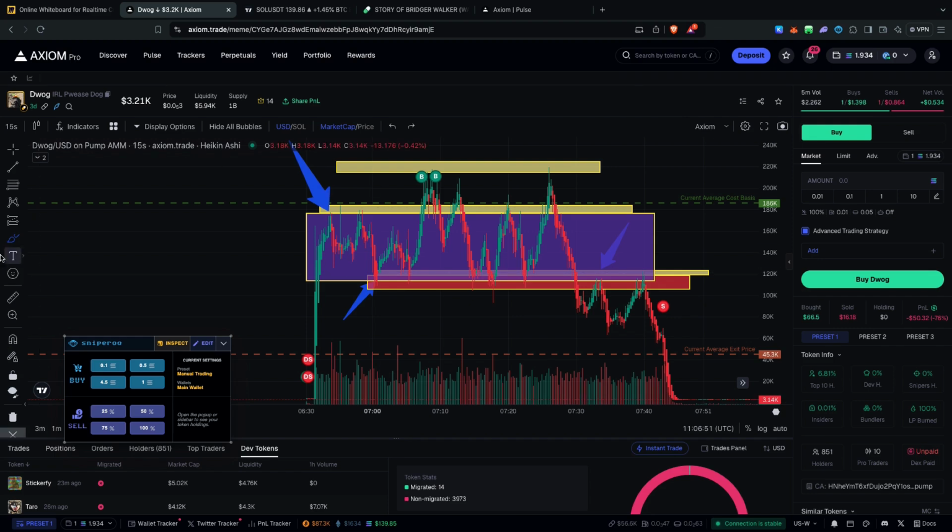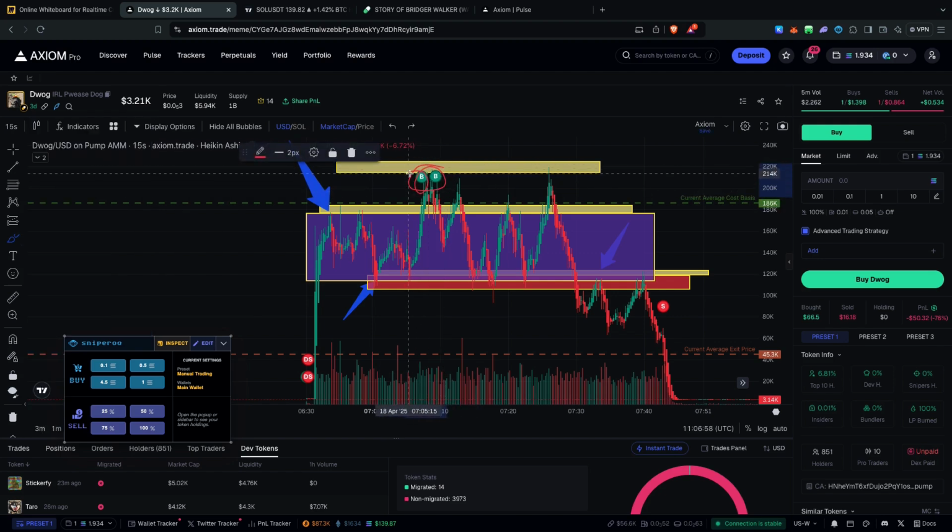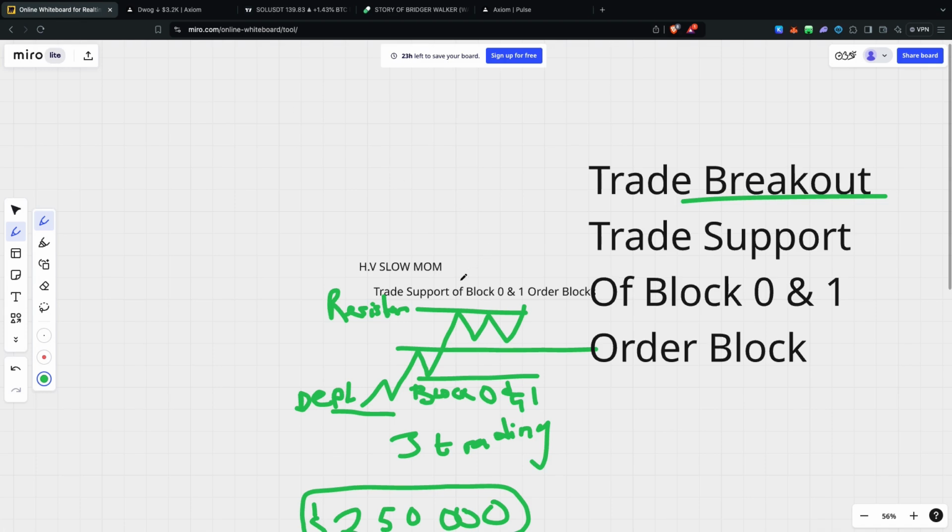In this case, I proved it to you that trading the breakout, as far as slow momentum is concerned, doesn't work. However, if this was a high volume, fast momentum type of trade, trading the breakout would happen.